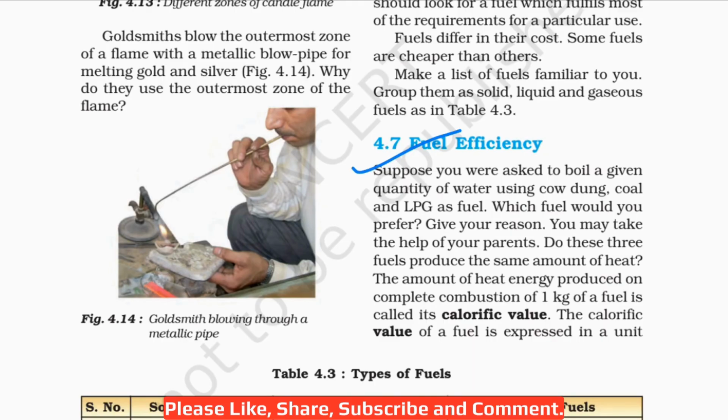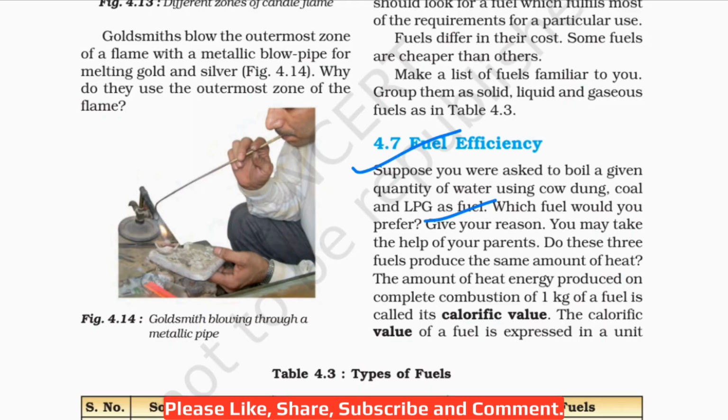Out of these three, LPG, cow dung, and coal, LPG will produce the maximum heat. So I will choose LPG because LPG will produce much more heat than burning the same amount of cow dung cakes and coal. Why? Because the calorific value of LPG is much higher than cow dung and coal. Now give your reason. So the reason is the calorific value. Then they are asking, do these three fuels produce the same amount of heat?